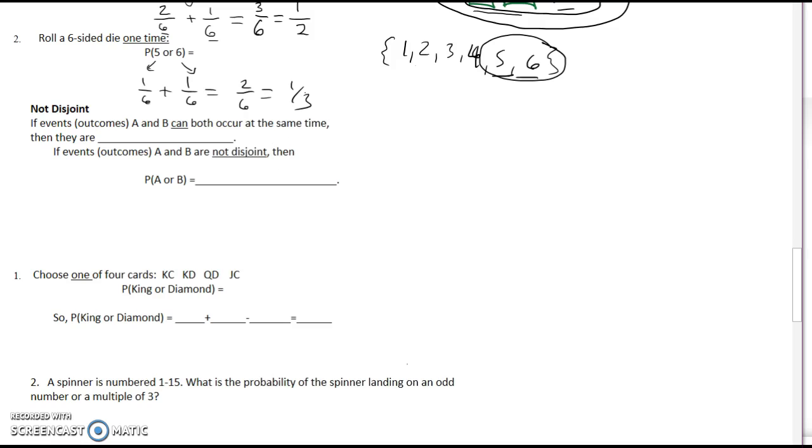Now we're going to take a look at non-disjoint or non-mutually exclusive events, and A and B are not disjoint or not mutually exclusive if they can occur at the same time. So then they are not disjoint. Another way to say this is not mutually exclusive.